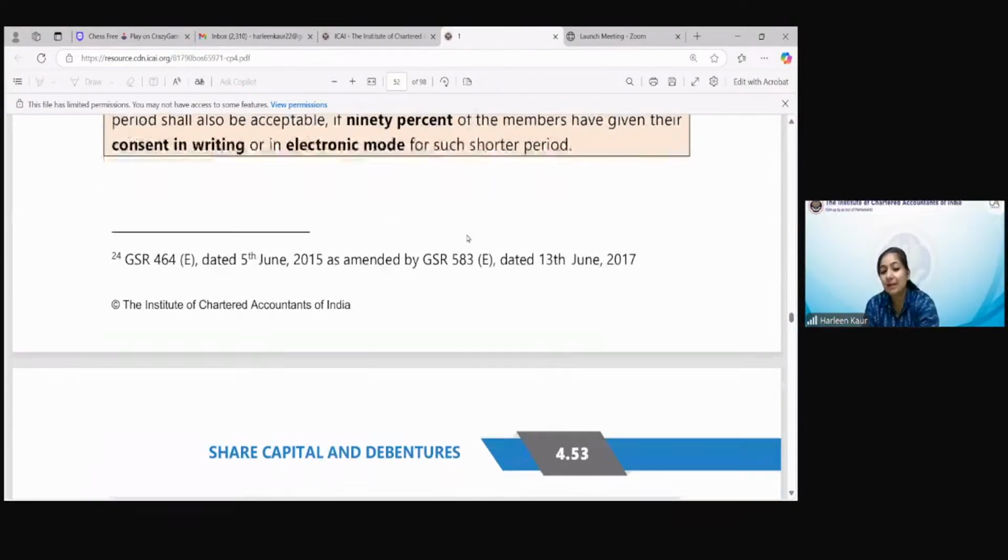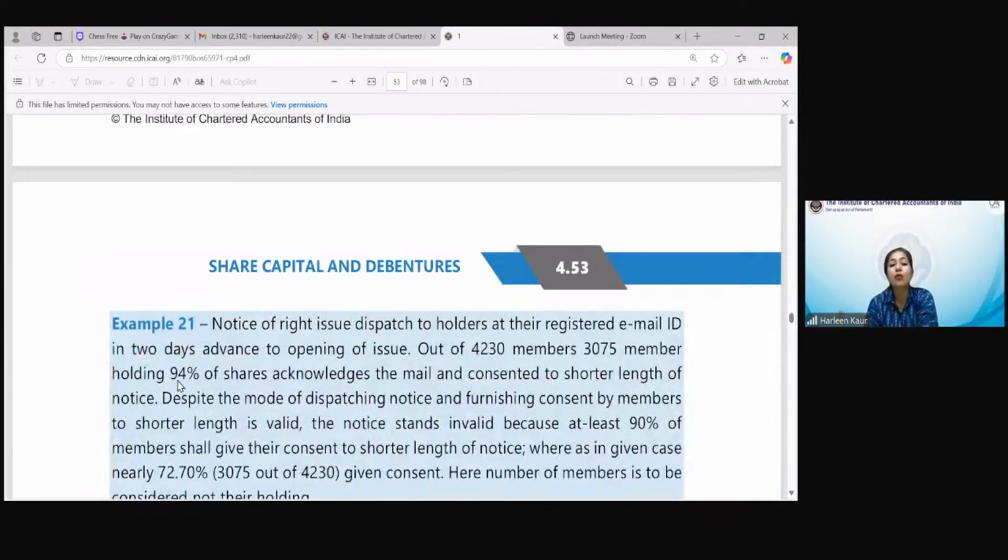90% of the members have given the consent. What is the example trying to tell you? 94% of the shareholding. Please calculate 3075 out of 4230 into 100. What is the percentage of the members? Use your calculators and do it. 72%, Soumya says. So can we say that 90% of the members have consented for the shorter notice? Yes, ma'am, or no, ma'am?